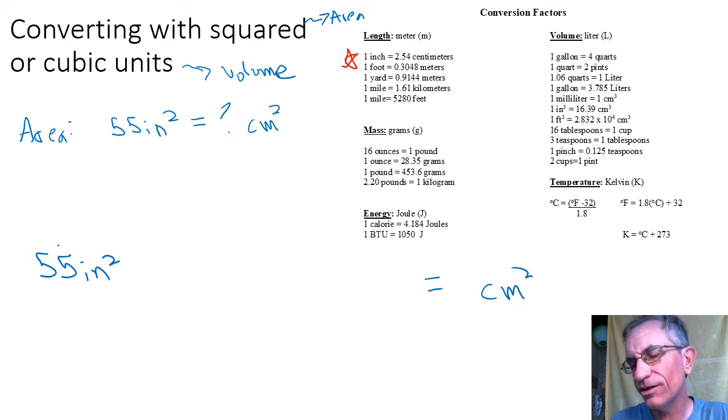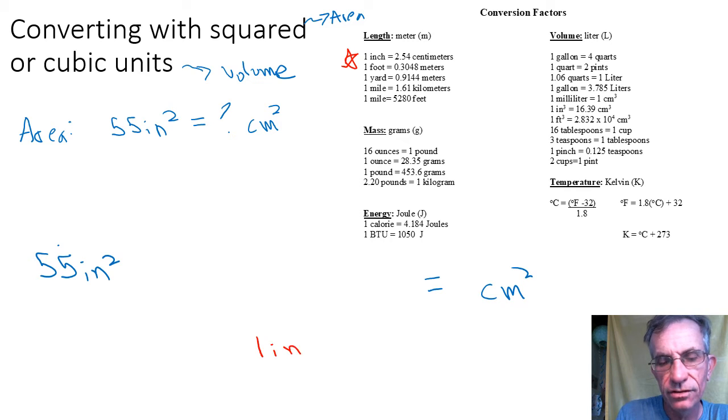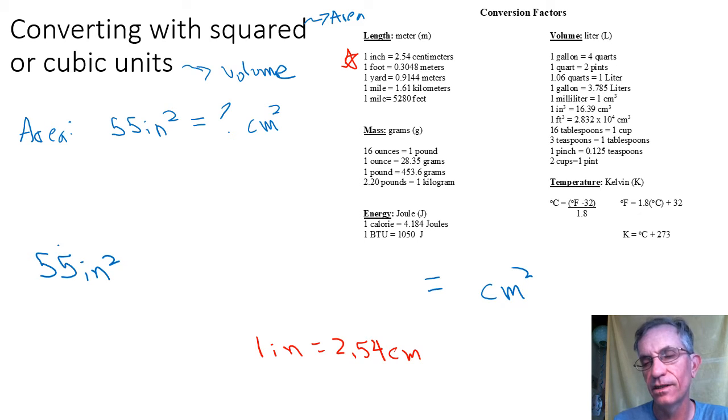So I found a conversion factor that seems kind of close, right? 1 regular old boring inch is 2.54 regular old boring centimeters. I cannot use that conversion factor, though. I need to make it the squared version. The way we make it the squared version, you just take it and you square everything.